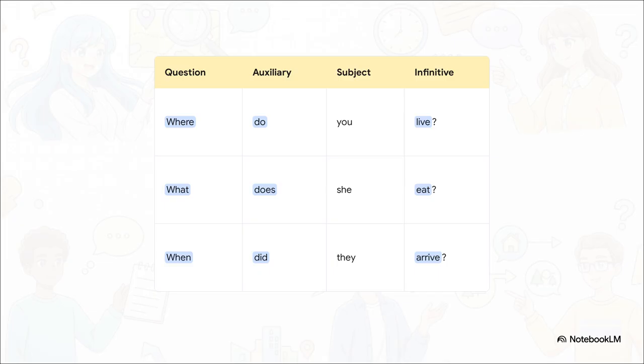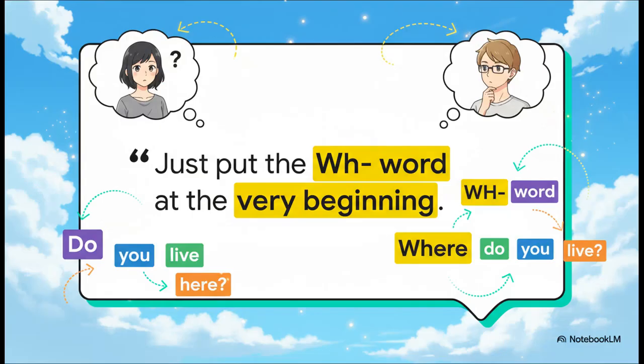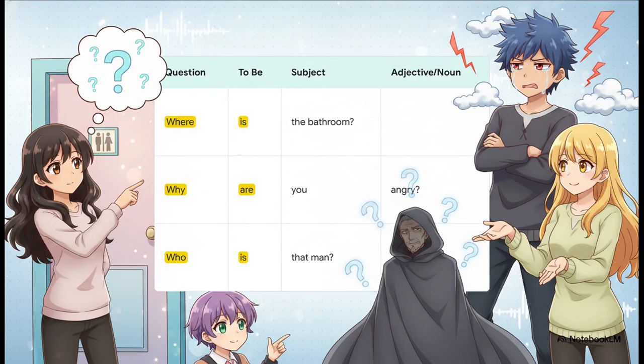What does she eat? When did they arrive? See? The structure is always the same. It's so reliable. So really, when you boil it all down, the rule is ridiculously simple. You just take a normal yes-no question, like, do you live here? And you pop that powerful WH word right at the very beginning. That's it.